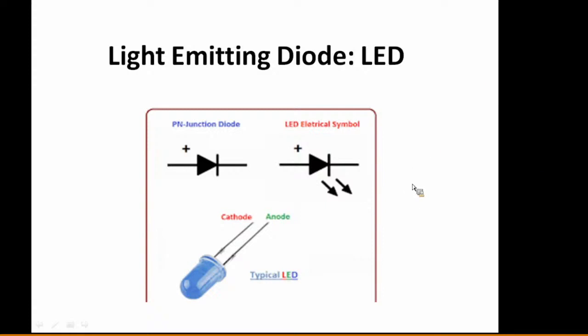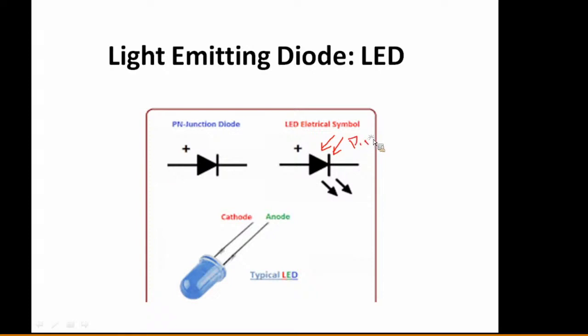Now, what does LED stand for? LED stands for light emitting diode. And what is the symbol of a light emitting diode? I already discussed it at the start of today's class. If the arrow mark is going into the diode symbol, that is your photodiode.